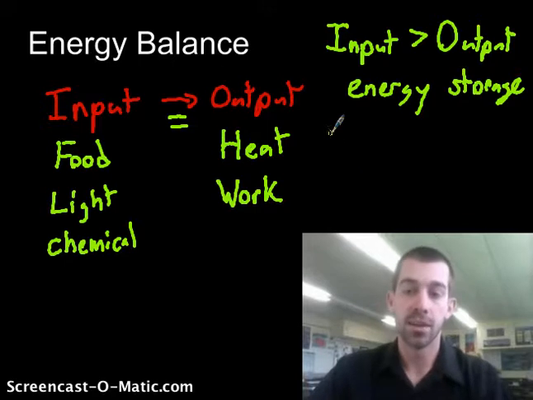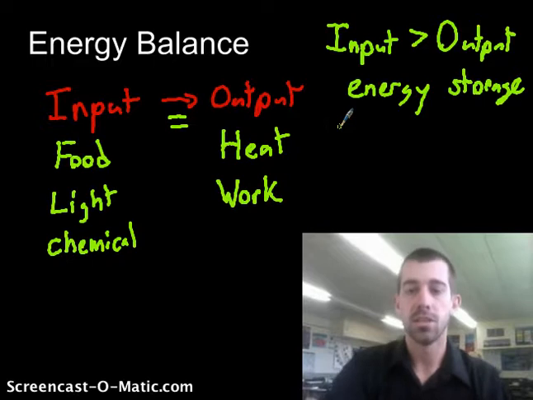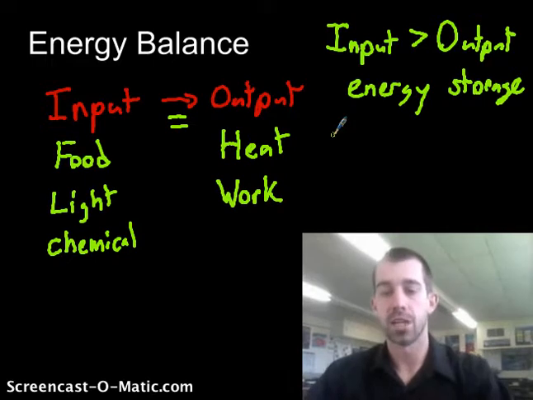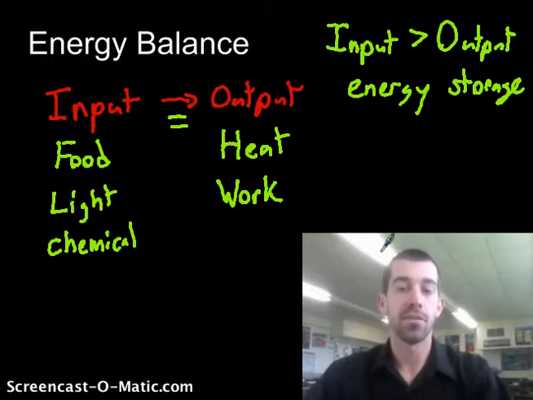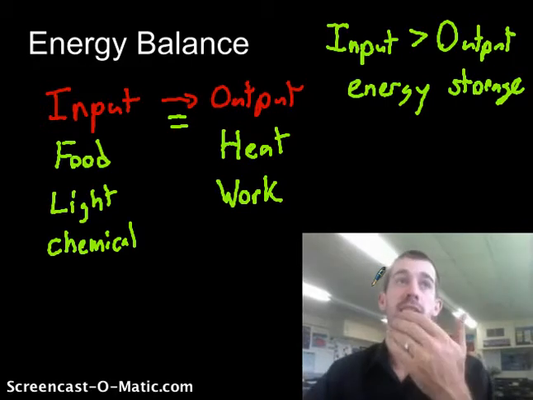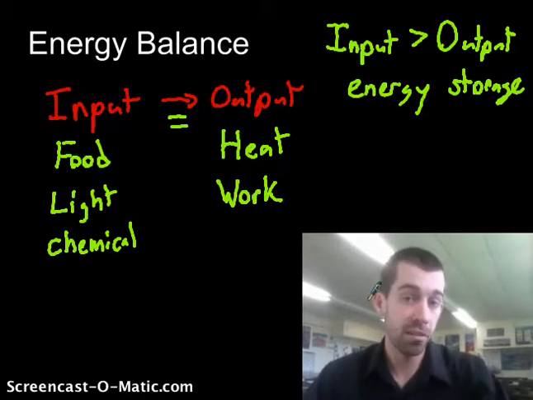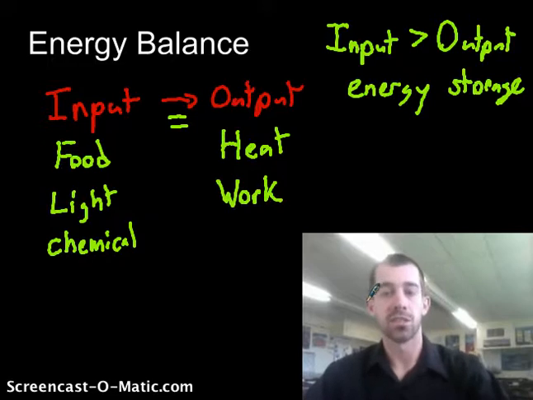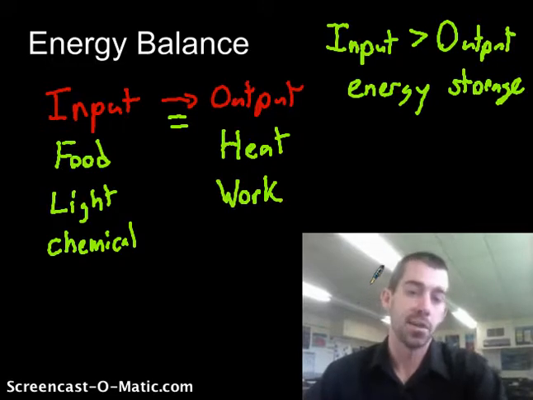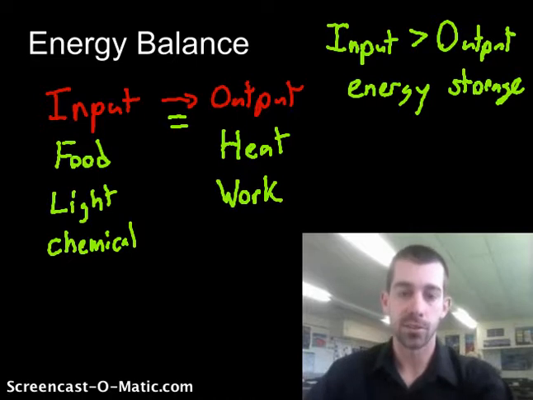If, on the other hand, energy input is lower than energy output, then we're going to have a situation where you're actually losing body mass. You're going to lose fat, or you're going to lose muscle, or you're not going to be able to grow and develop. And eventually, if you lose enough body fat, you end up actually in a situation of starvation and death. Because the input of energy was too little to balance out the outputs.